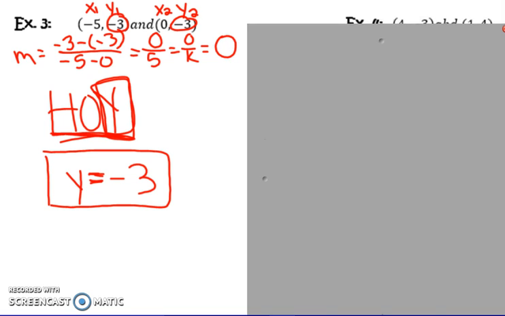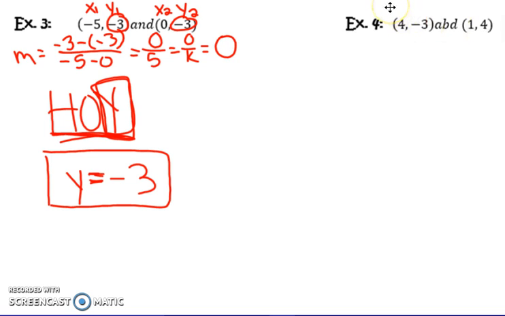Looking at our last example. Unfortunately, we also have the technical difficulties that we see in the classroom. We're going to start by labeling our points. We have x1, y1, x2, and y2.